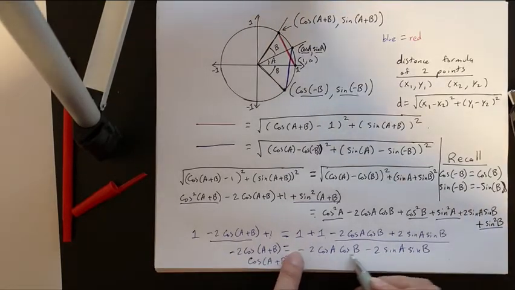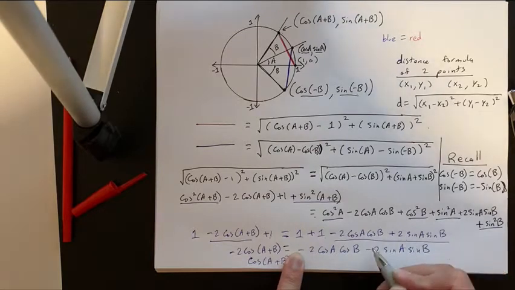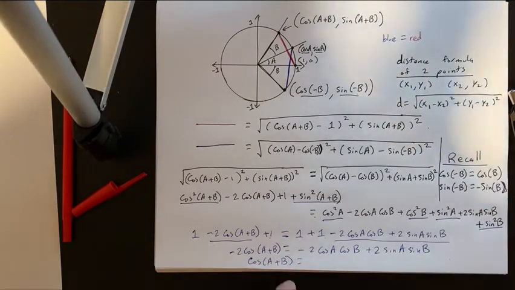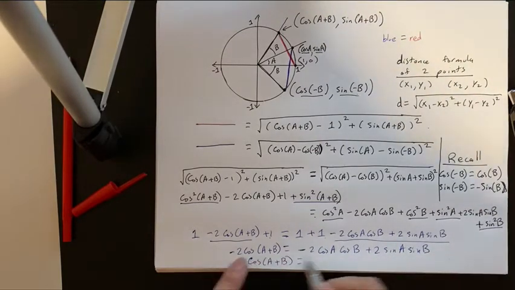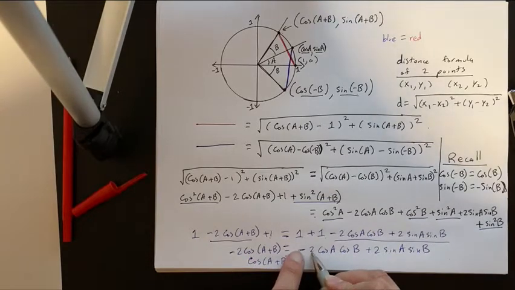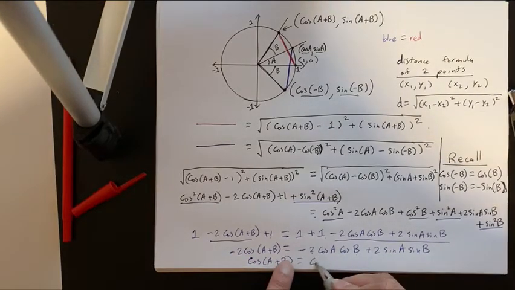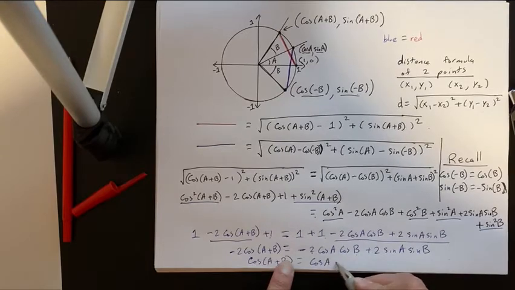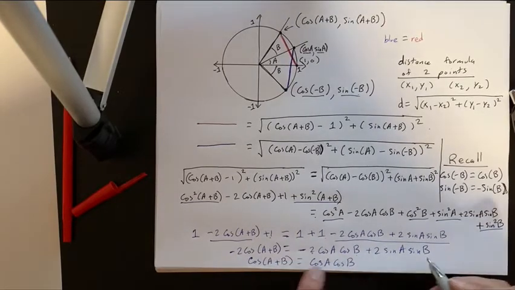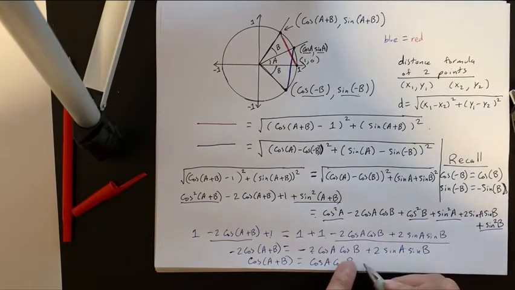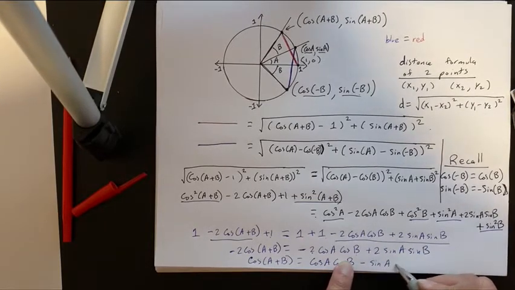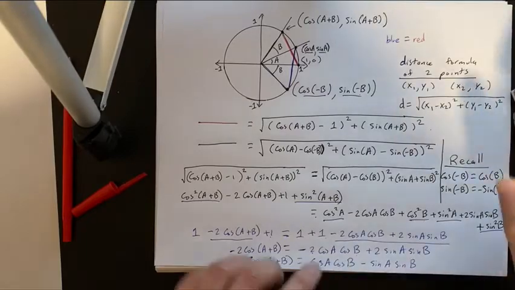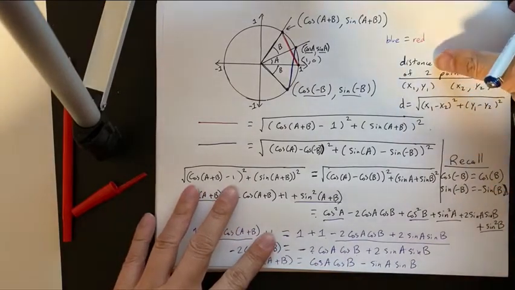Now here's the right side. If I divide, oh, that's a negative 2. Sorry about that. If I divide out the negative 2 on the right side, this negative 2 will go away, and we're left with just cosine a cosine b. And if I divide this guy by negative 2, well, that will become a minus now. Sine a sine b. Okay.